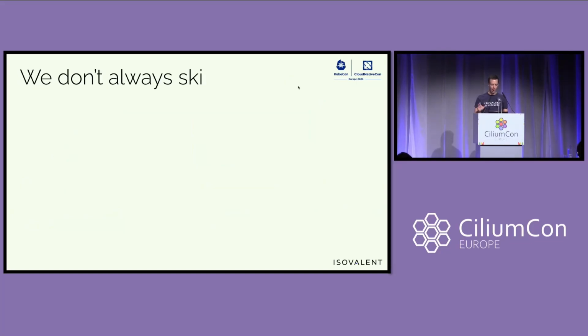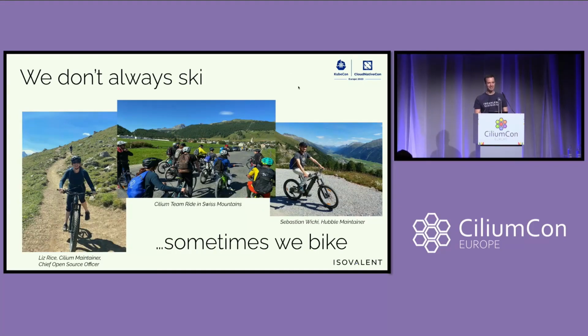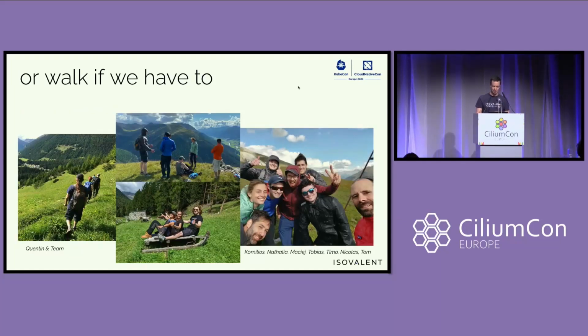So we don't always just ski. Sometimes we also bike. You see Liz biking here. And of course, the Cilium team ran in the Swiss mountains, as well as Sebastian, one of the Hubble maintainers. If we cannot ski and cannot bike, we have to walk. So if everything else fails, we walk. You see Quentin here, you see the team after a nice group hike.